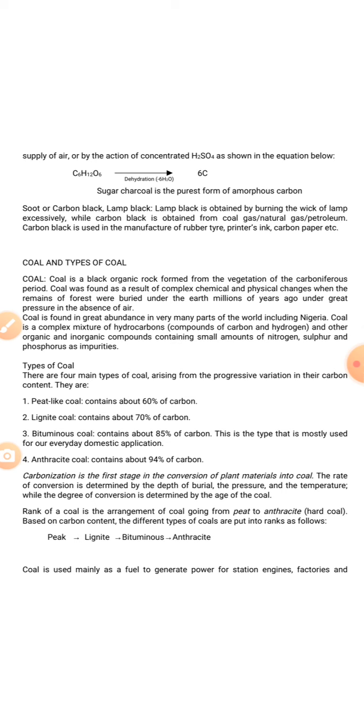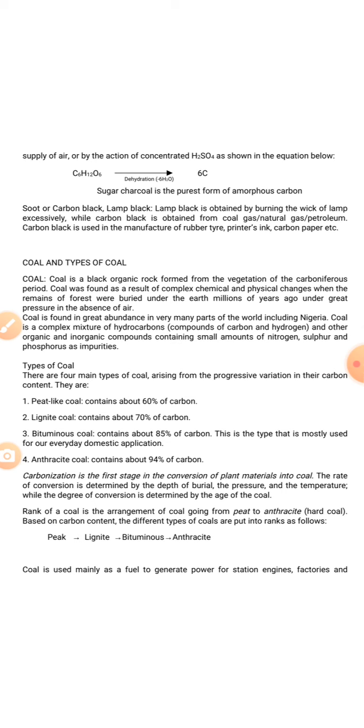So you have different types of coal. You have peat, lignite, bituminous, anthracite, depending on the percentage of carbon in them. So the hardest form of coal is anthracite with 94% of carbon, while the softest is peat coal with just 60% of carbon. So that's that about coal.